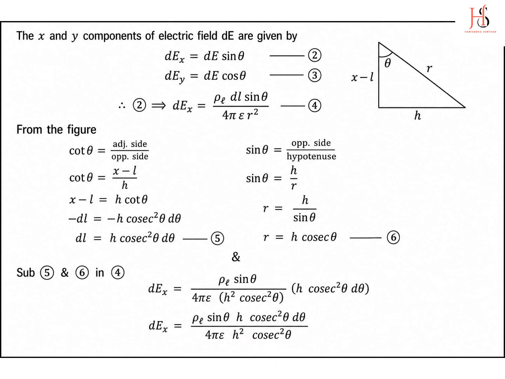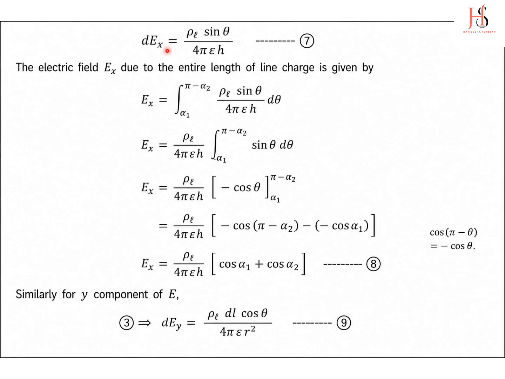Now you cancel out all the possible terms, and the final result will be dEx is equal to rho l sine theta divided by 4 pi epsilon h. So the electric field Ex due to the entire length of line charge is given by, now this is in terms of differentiation. Now we need to solve and find what is the electric field in the direction of x. So we can write Ex is equal to integral from alpha 1 to pi minus alpha 2 of rho l sine theta divided by 4 pi epsilon h into d theta.